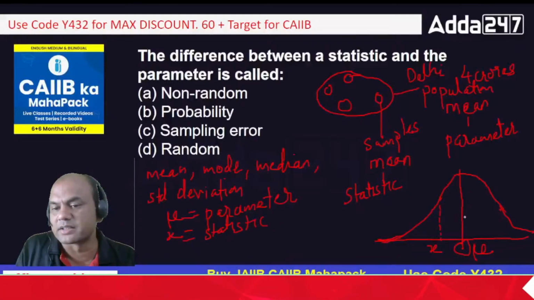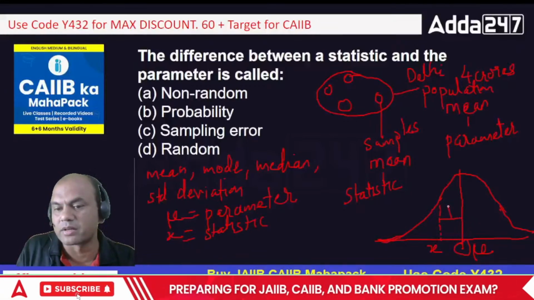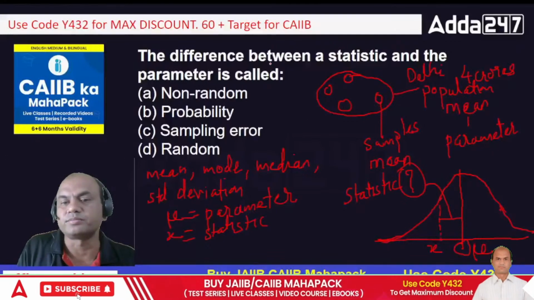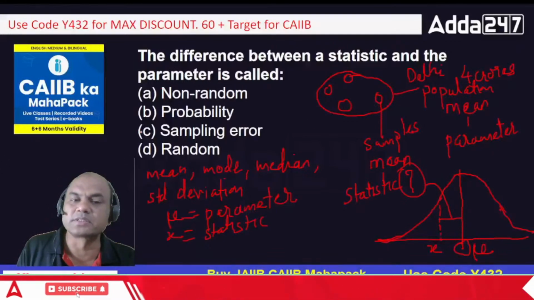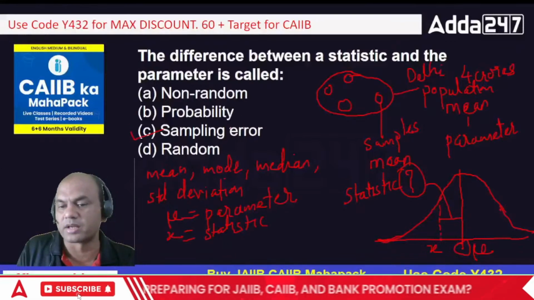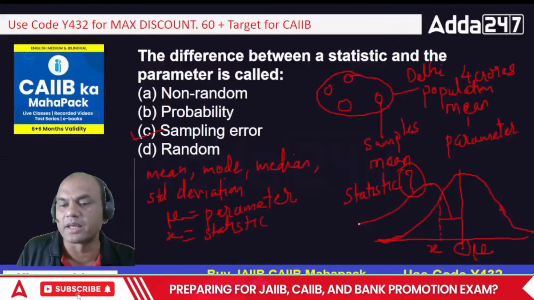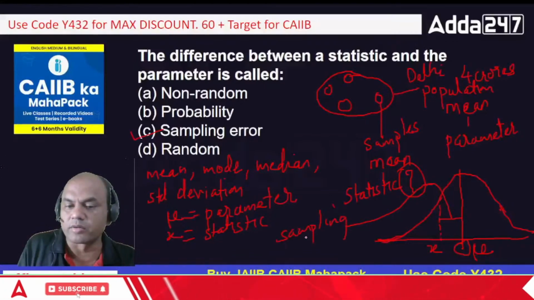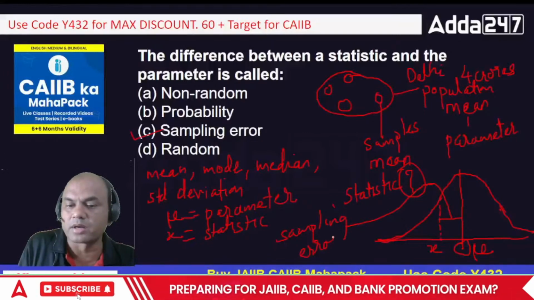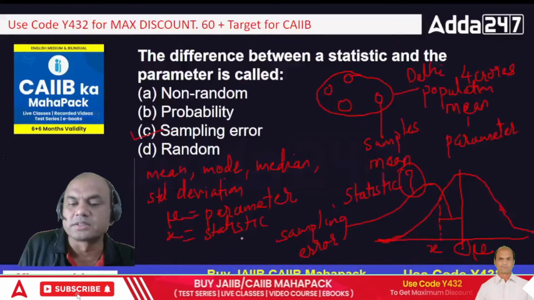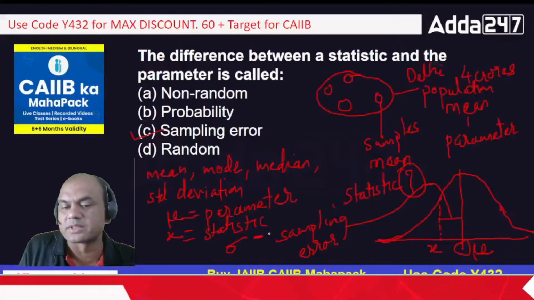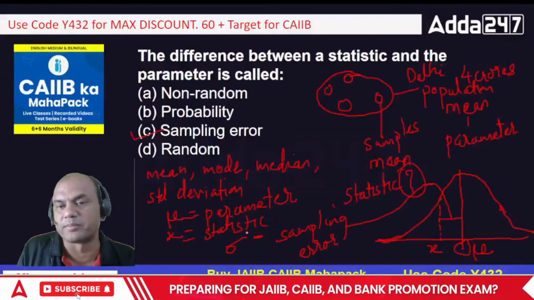If this is statistic and this is parameter, then there is a difference over here. So this difference is called as what? That is the question. This difference is called sampling error. I'll write it over here: sampling error. We write it actually as psi dash. Psi is standard deviation and psi dash is always sampling error.